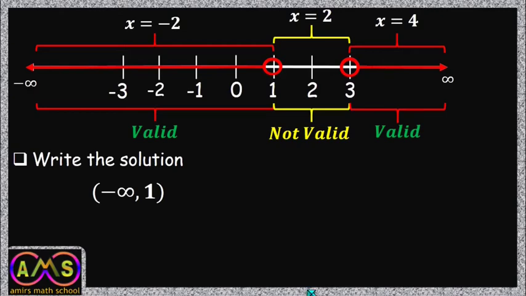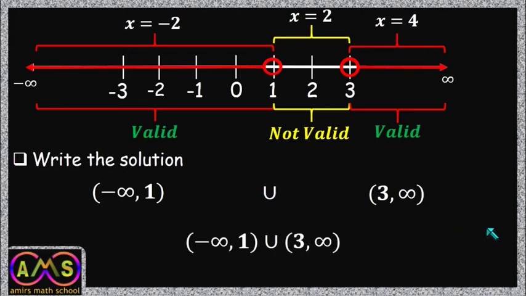Minus infinity to 1, where 1 is excluded, and 3 to infinity, where 3 is excluded. That's why we use this type of bracket. And here the union sign. So the solution of this inequality is minus infinity to 1 union 3 to infinity. Just these two values, 1 and 3, are excluded. So this is our solution.